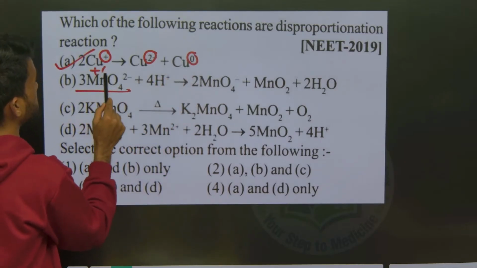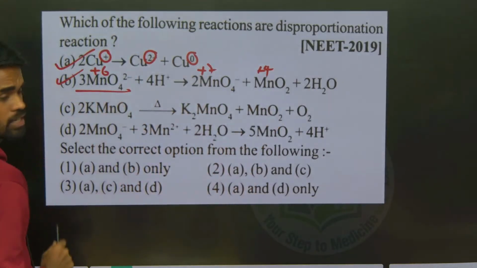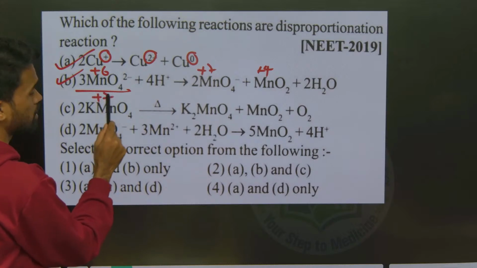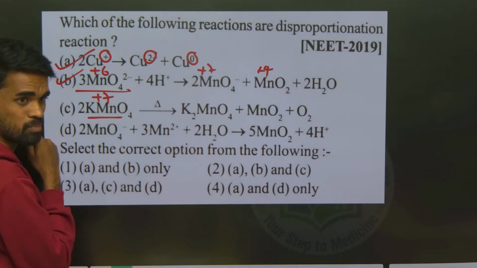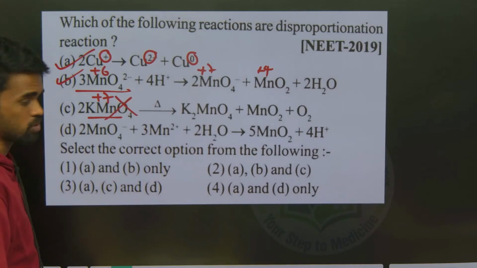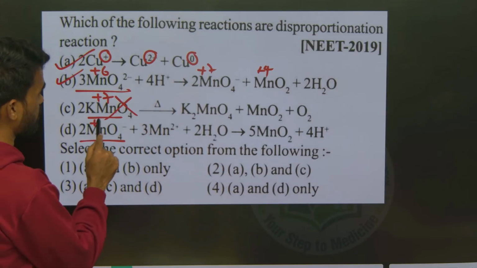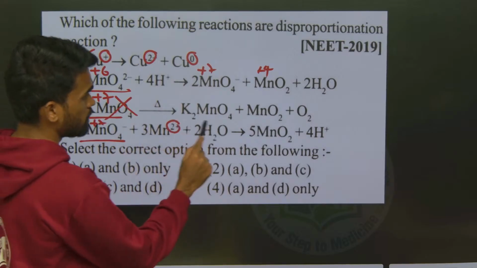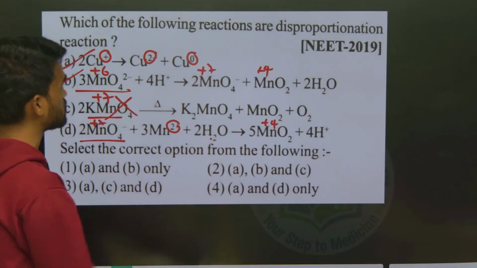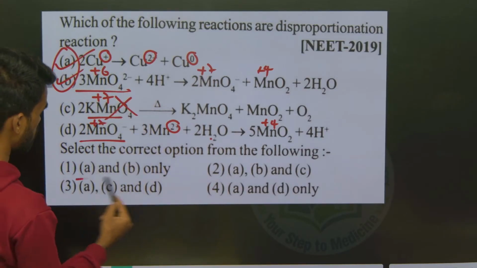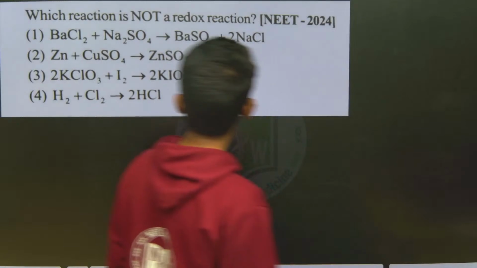Here it is +6 converting into +7 and +4. We already saw this example. This is also a disproportionation. What about this +7? Manganese is already in maximum oxidation state in permanganate ion, so it won't undergo disproportionation. Again here, this is +7, this is +2 converting into +4. This is a comproportionation reaction, reverse of disproportionation. So only A, B. So where do we have? First option. Right.